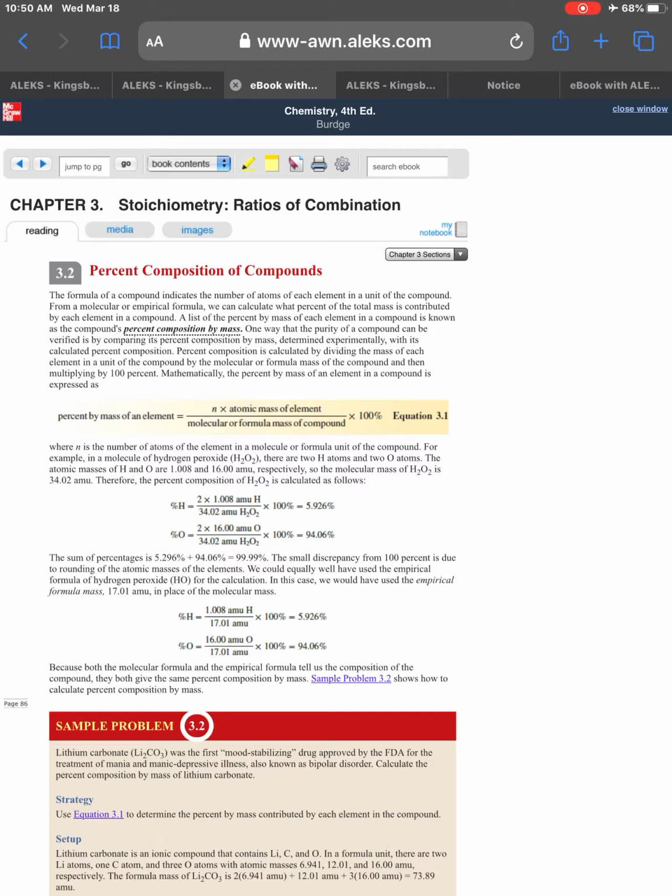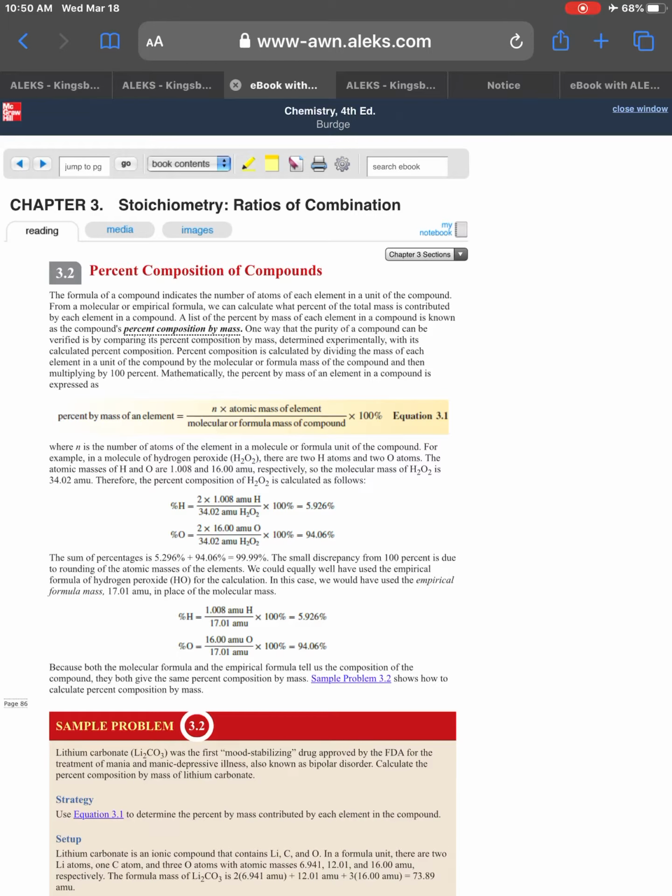Now, the sum of the percentages, 5.926% plus 94.06%, equals 99.99%. The small discrepancy from 100%, meaning the small difference from 100, is due to rounding of the atomic masses of the elements. We rounded the atomic masses when we did these calculations, so it didn't work out exactly to 100, but it's pretty close.